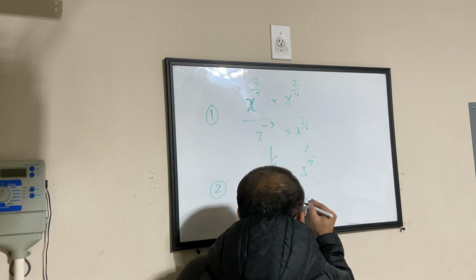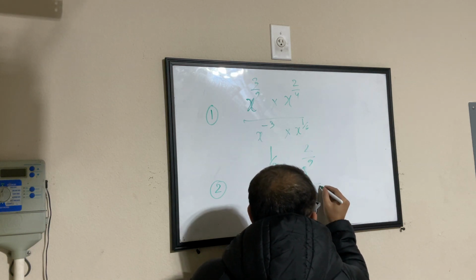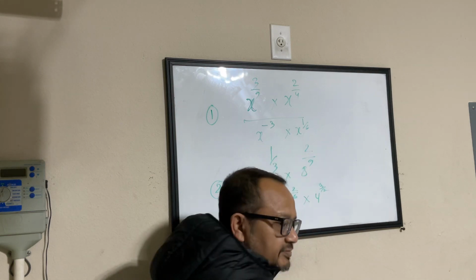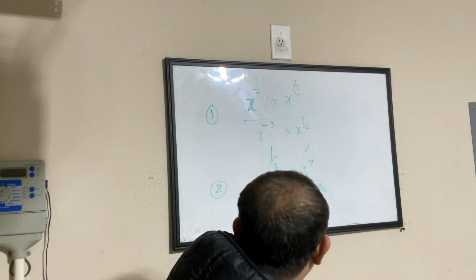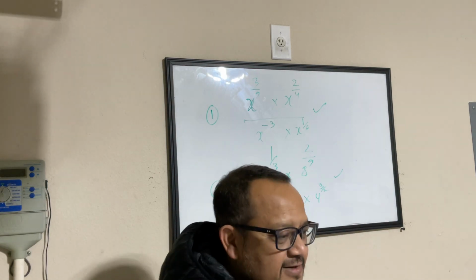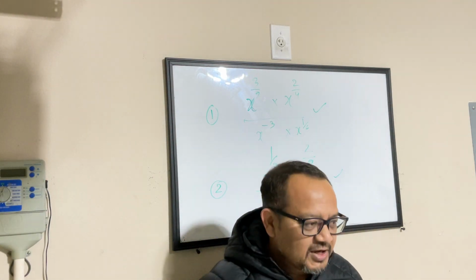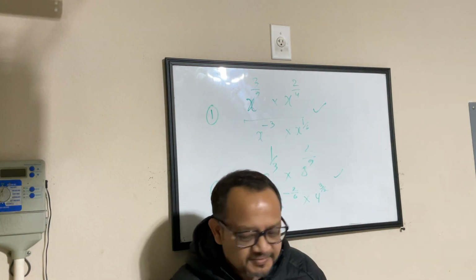Or let me add more color to it. 4 to the power 3 by 2. Okay. So I want you guys to solve this one and this one. And interestingly, you guys have only 5 minutes. Let's see how we can do it with speed and accuracy both.